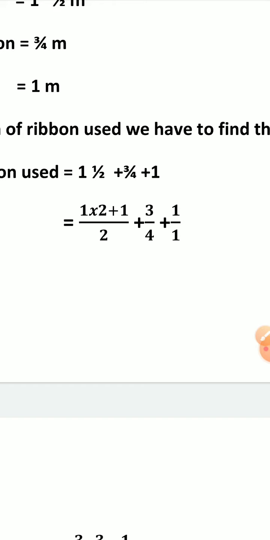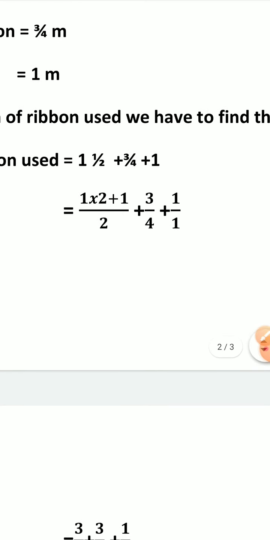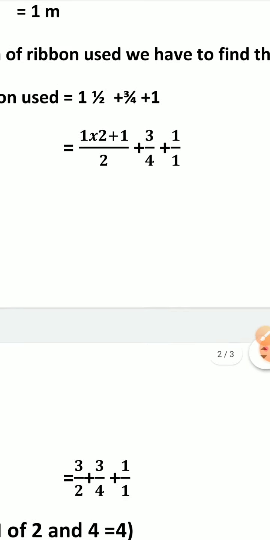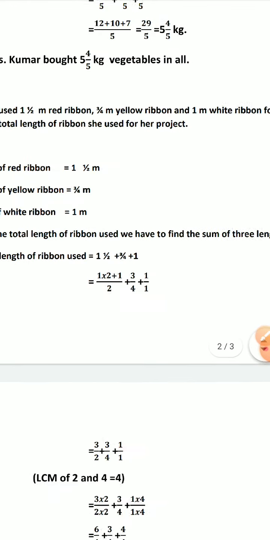So 1 by 2, convert again this mixed number into improper fraction. 1 into 2 plus 1. So 1 into 2 is 2 plus 1 is 3 by 2 plus 3 by 4 plus 1. 1 is again a whole number, we write it as 1 by 1 in fraction form. Now 2, 4 and 1, what would be the LCM? You can guess. 4 is the bigger number which will come in the table of 2 and 1 both. So 4 should be the LCM. So we write down LCM of 1, 2 and 4 is 4.